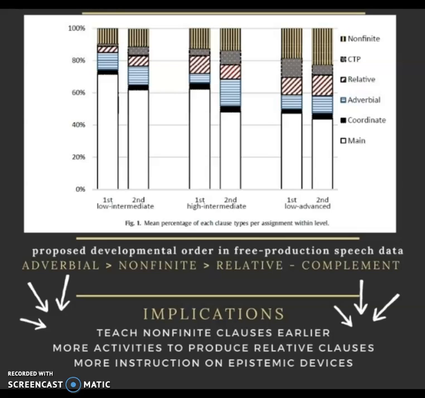And 3, offer more instruction on epistemic devices such as complement-taking clauses, the I thinks, the I wonders, and epistemic adverbs such as hopefully or obviously, because these types of devices are generally underproduced in the data.